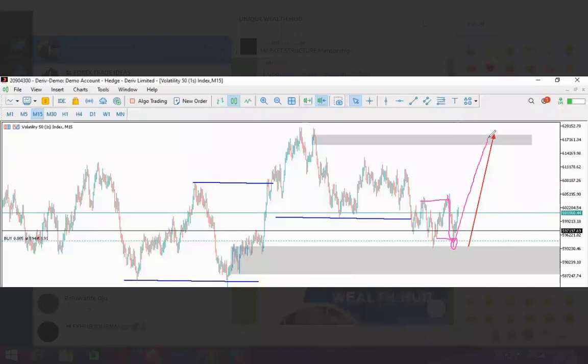So we're expecting price to come to all of these imbalances within this place. This imbalance validates that the other block is going to hold.